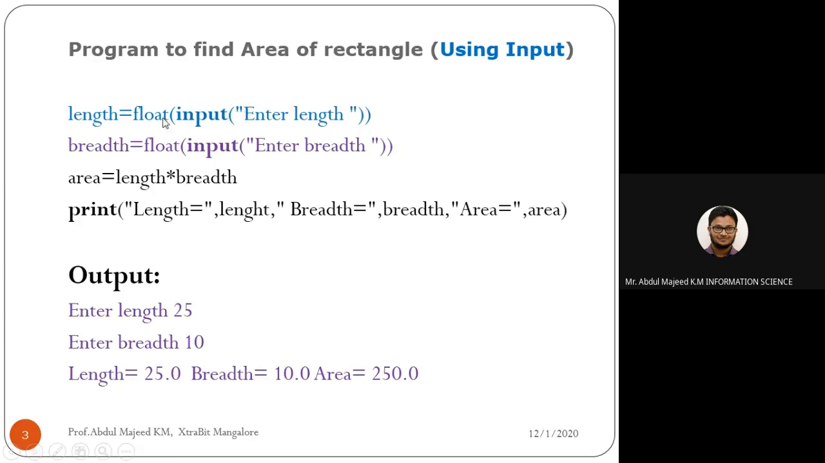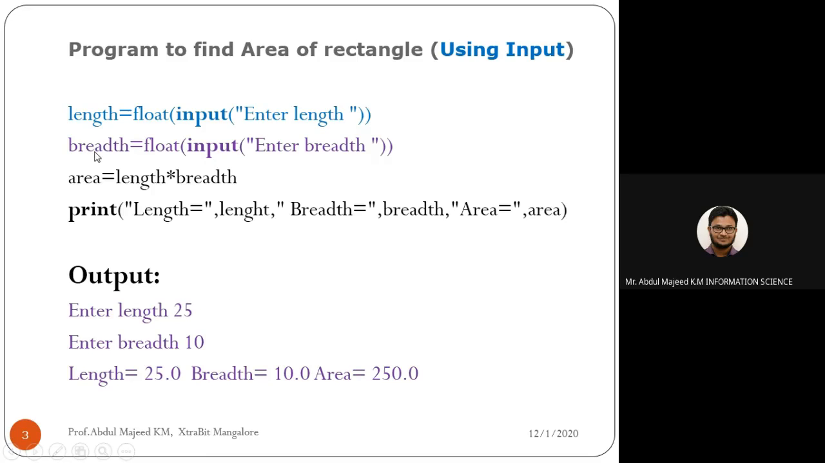But we need a floating point value, so we need to convert the string into a floating point value. For that we use the float function. So we write float of input "enter length". You will get the message "enter length", and you can enter any value for length. In this example we have written 25.